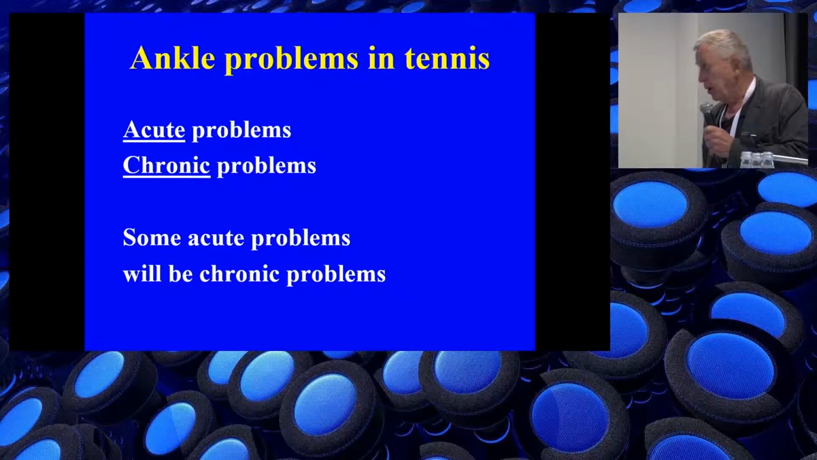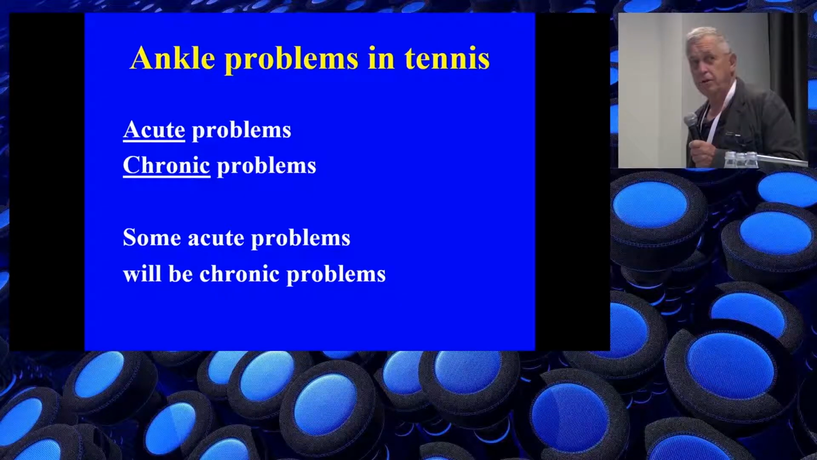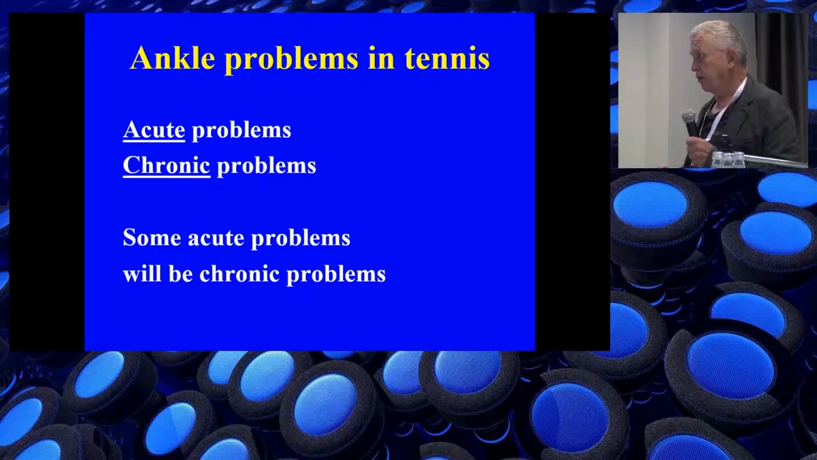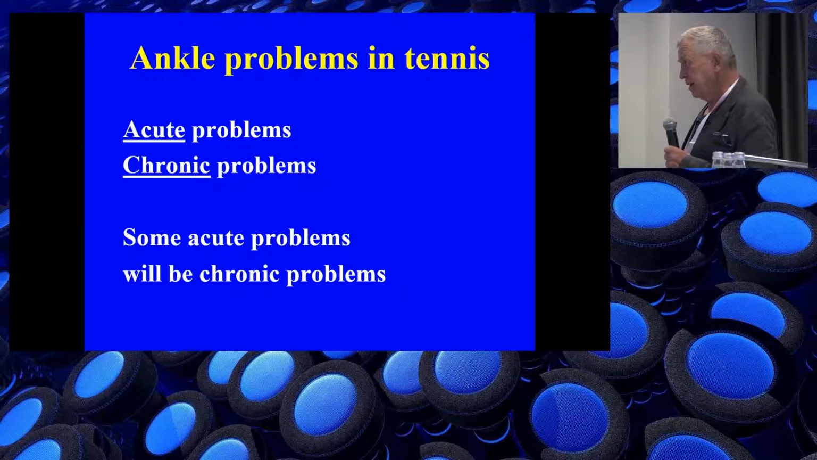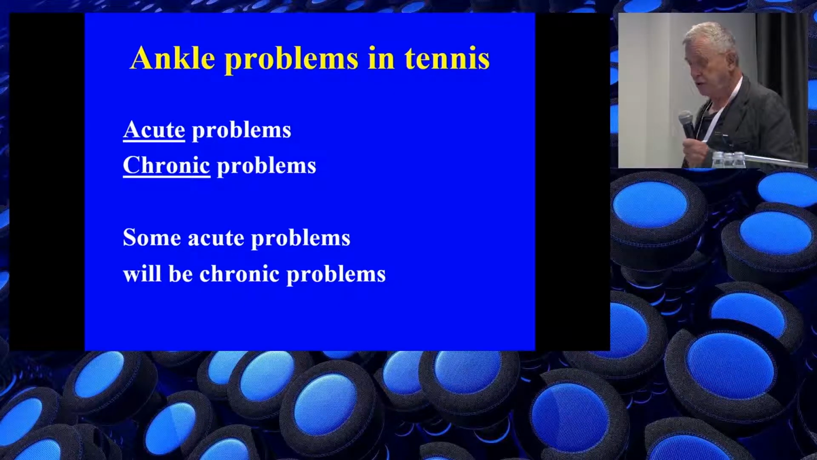The ankle problems in tennis are, of course, acute problems, and there are chronic problems. And some acute problems will become chronic problems, that is, if you don't treat them in the right way. So it's much easier to treat the problem when it's acute than when it has become chronic.